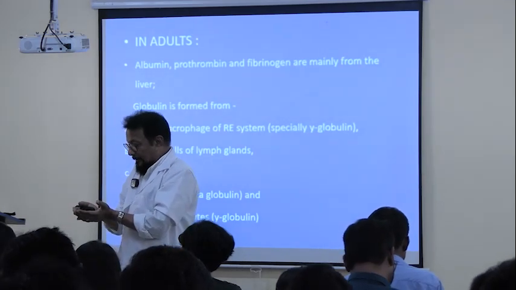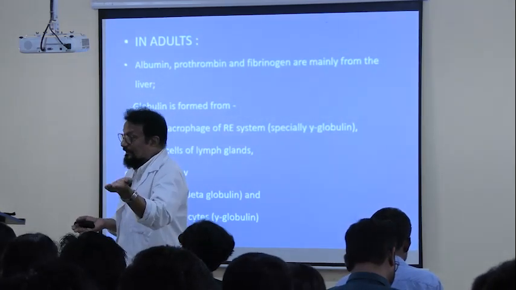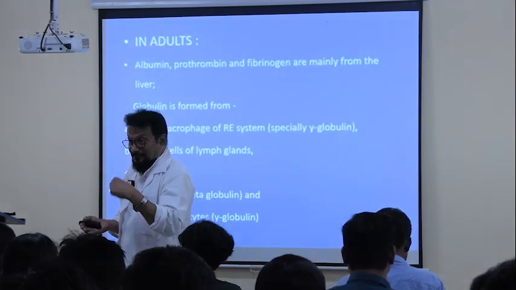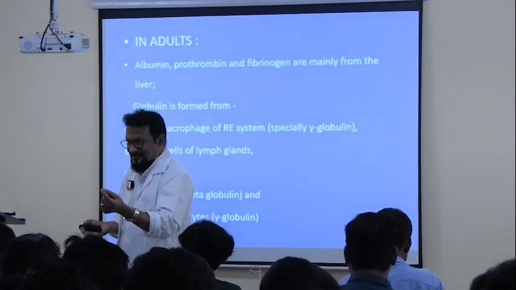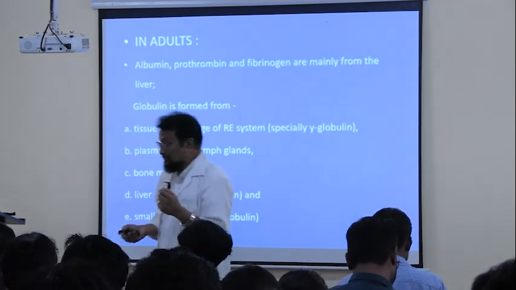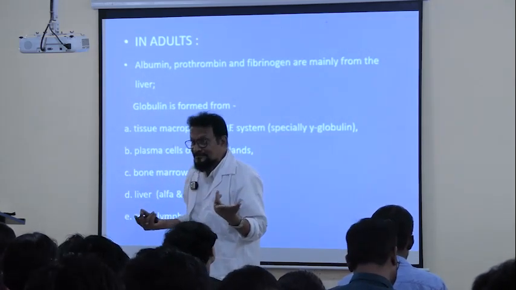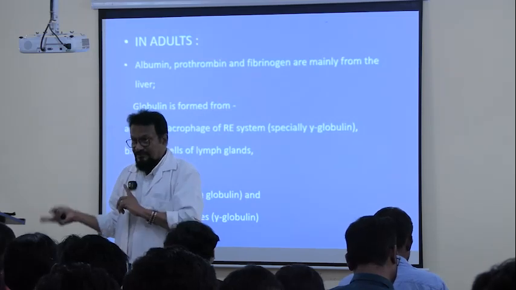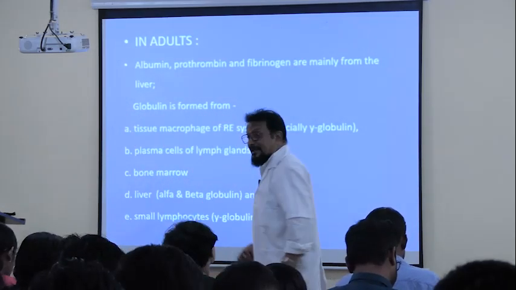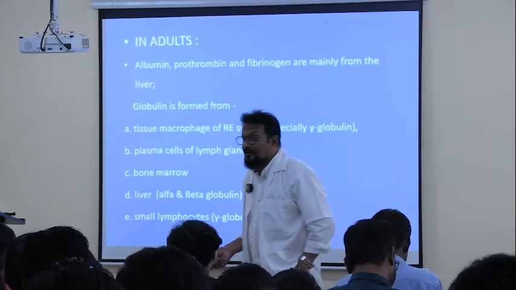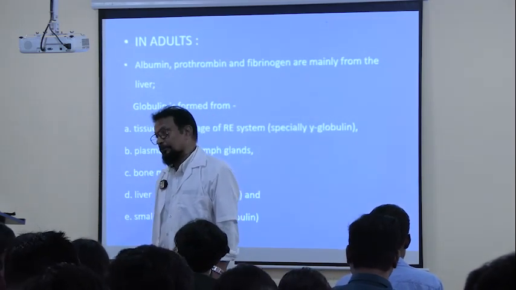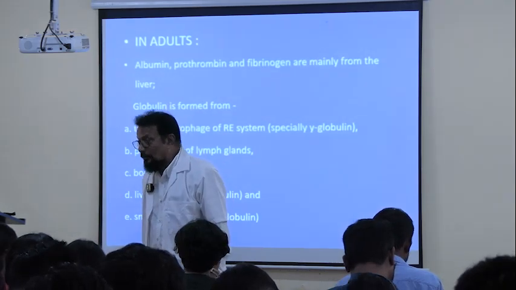Similarly, prothrombin is produced in the liver with the help of vitamin K. We know what the function of vitamin K is: synthesis of prothrombin. So sufficient prothrombin will not be produced in the liver, and these patients will face the consequences. So the liver is the main site of production of what? Albumin, fibrinogen and prothrombin. And what about globulin?